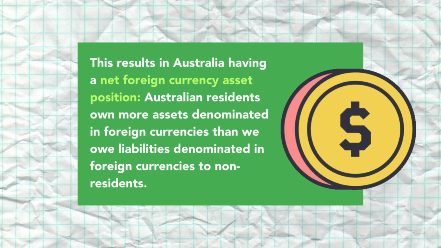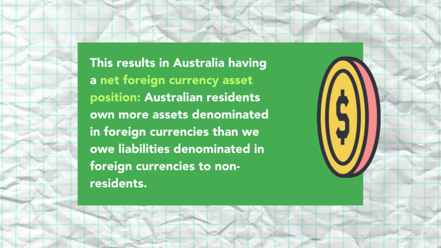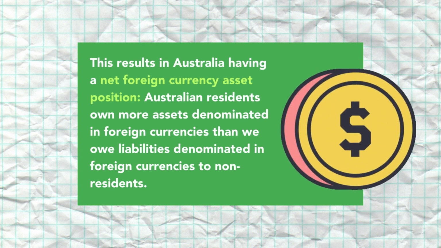Now, the point of all of this, just to bring it back, is that basically Australia has what's called a net foreign currency asset position. I know that's confusing, but essentially it means that Australian residents own more assets denominated in foreign currencies than we owe liabilities denominated in foreign currencies. So what does this mean as a net effect, Terry?